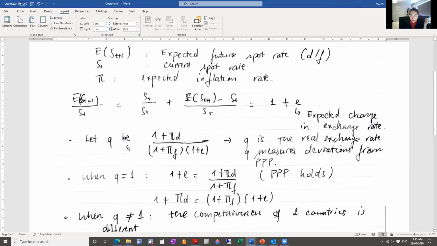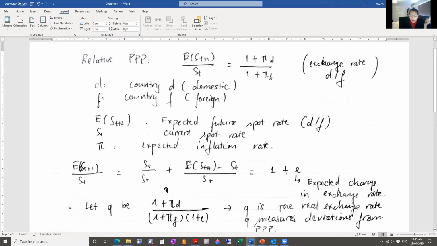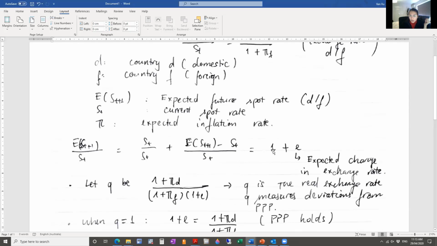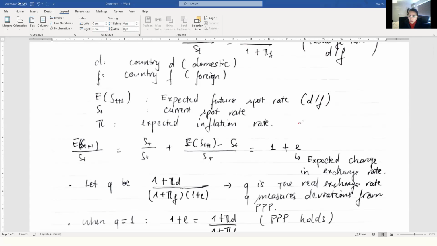So I'm going to call Q this ratio here. What I'm doing here is that I rearrange. From this equation, I will rearrange the PPP to get this ratio here. I'm just going to write it down for you. From the PPP, 1 plus E equals 1 plus inflation D divided by 1 plus inflation F. Then I'm going to rearrange this equation. I'm going to divide both sides by 1 plus E.